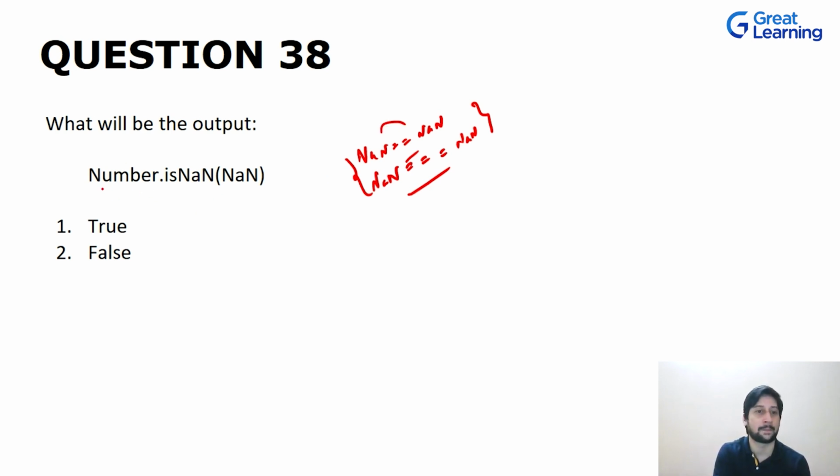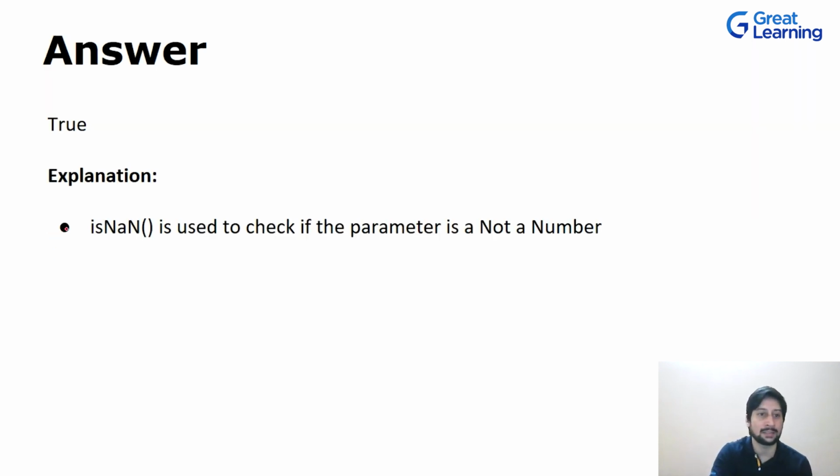So we have this Number class over here, and isNaN as the method, and whenever we pass a value, it checks whether that value is not a number. In this case we are sending NaN, that is not a number. Please check, is this not a number? In this case, yes it is, so we will get the output as true. Okay, isNaN is used to check if the parameter is not a number, that is this method.